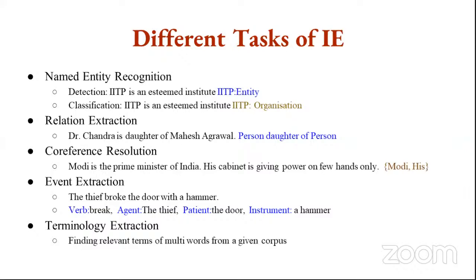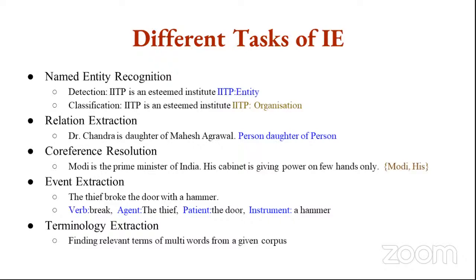Then there is event extraction. The thief broke the door with a hammer. Here the verb break is responsible for the event. The agent is the thief, the patient is the door, the instrument is the hammer. So this way event extraction has many arguments.